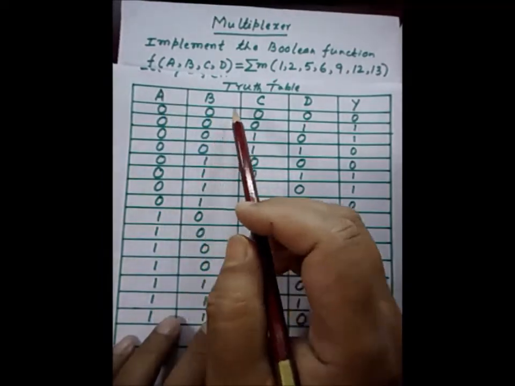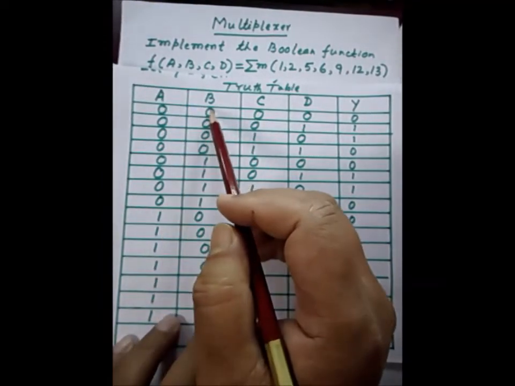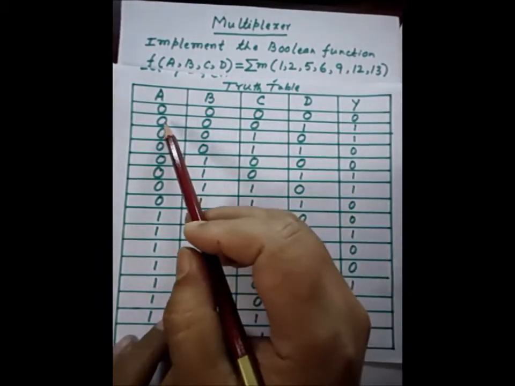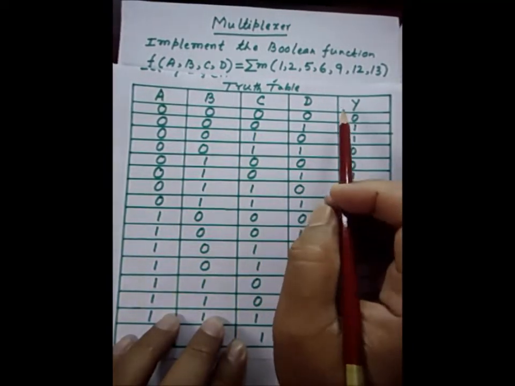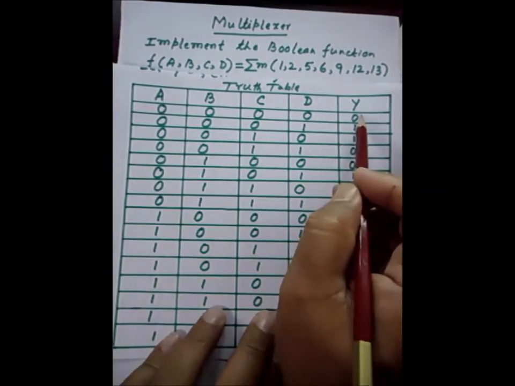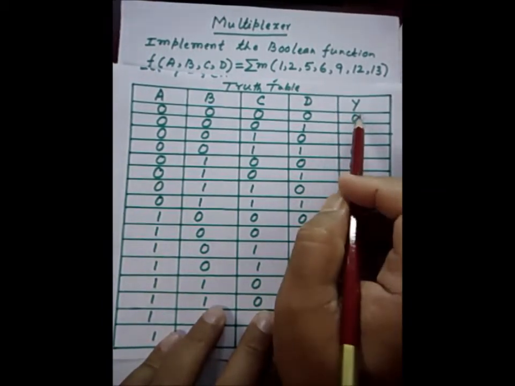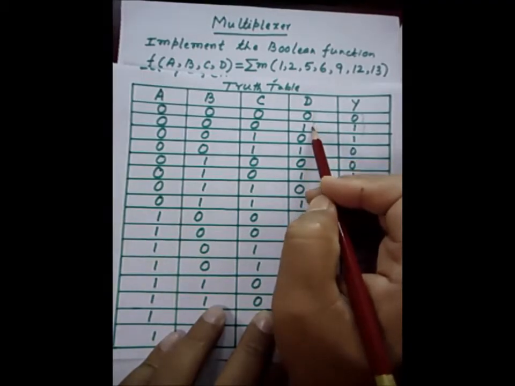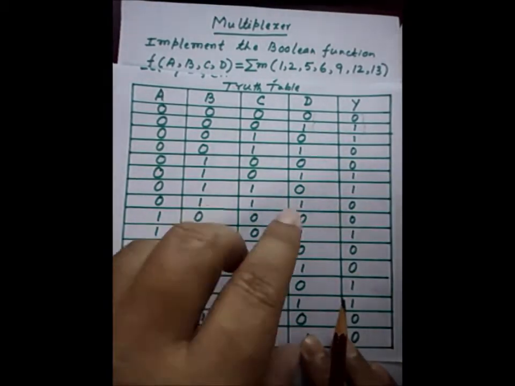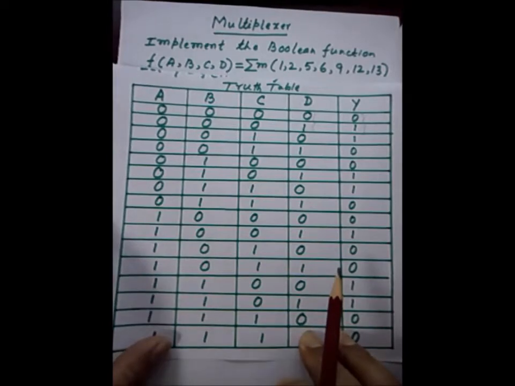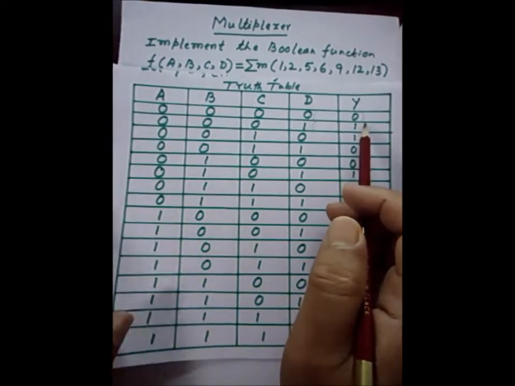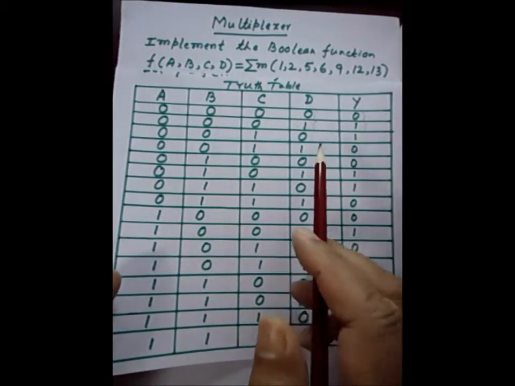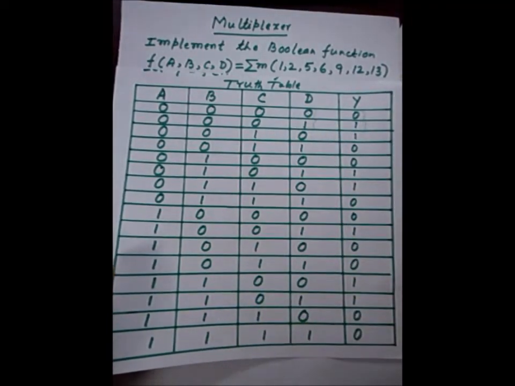A equal to 0, B equal to 0, C equal to 0, and in that case, these are the 2 cases. You can see Y is taking exactly the same value as D. Therefore, we can write Y as D in this case. So we are constructing another type of truth table where things will be more clear.